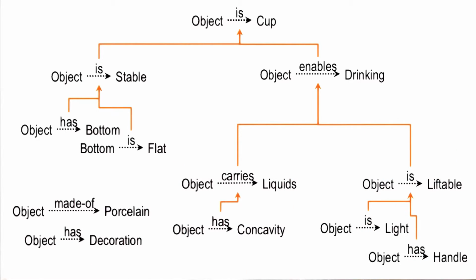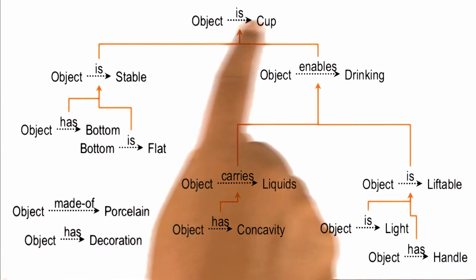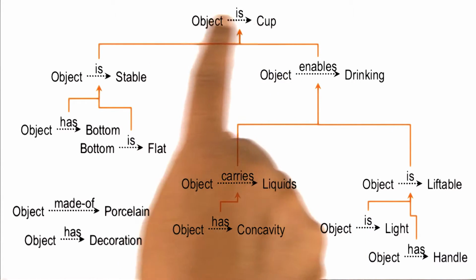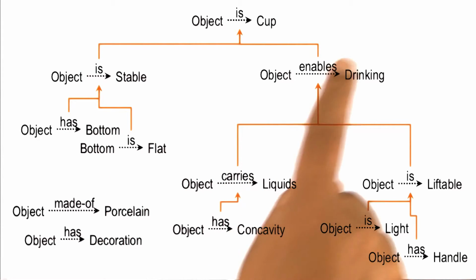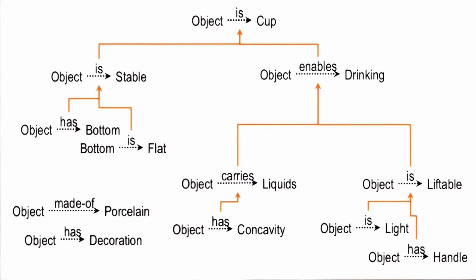Note this connects with a couple of lessons we have learned earlier. First, you can see problem reduction in application here. We wanted to prove that object is a cup. To do that, we reduce the problem into two smaller and simpler problems. Let's prove that object is stable and let's prove that object enables drinking, and so on and so forth.